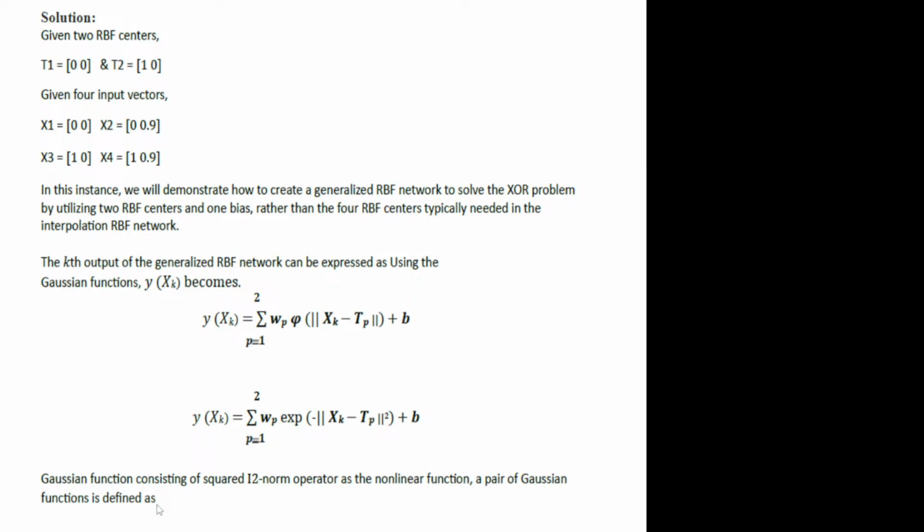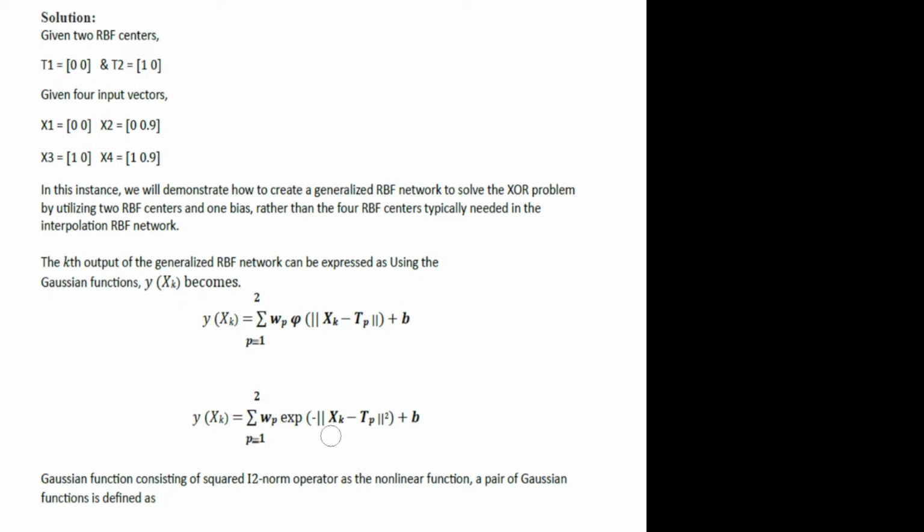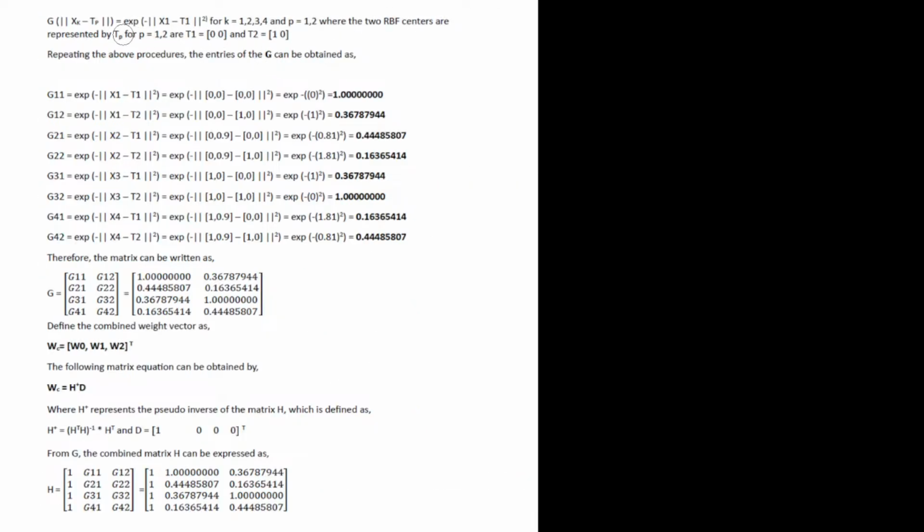A pair of Gaussian functions is defined as g of xk minus tp equals exponential of minus the squared norm of xk minus tp, for k equals 1, 2, 3, 4 and p equals 1, 2, where the 2 RBF centers are represented by tp, t1 and t2. Repeating the above procedure, the entries of G can be obtained. We use the equation that we looked at here, and we calculate each entry individually.